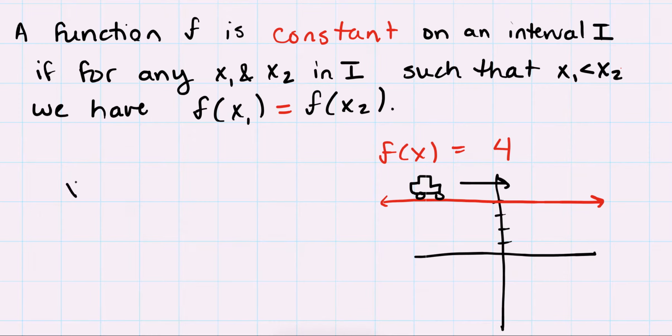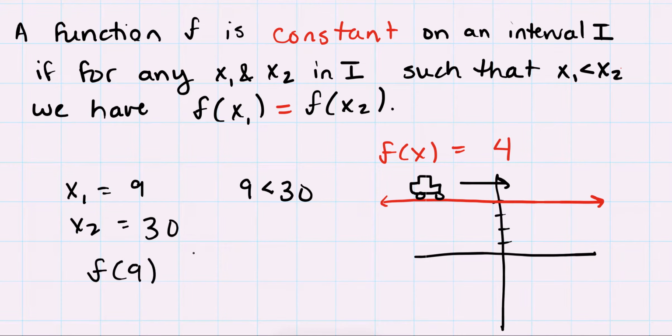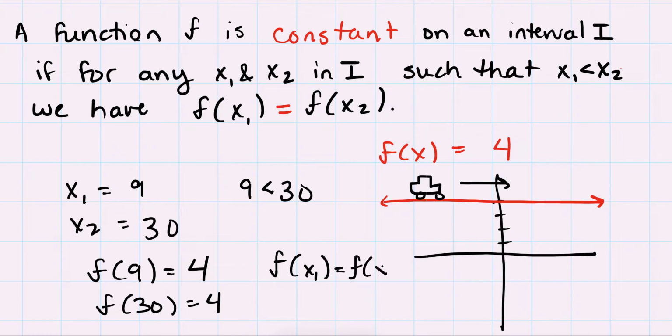But again, you can choose an x1 and an x2. Let's say x1 is 9 and x2 is 30. Well, 9 is less than 30. But f of 9, well, the function's 4. So when I plug in 9, I'm going to get 4. And if I plug in 30, I'm going to get 4. So 4 is equal to 4. So f of x1 is equal to f of x2. You can do this for any two numbers here.